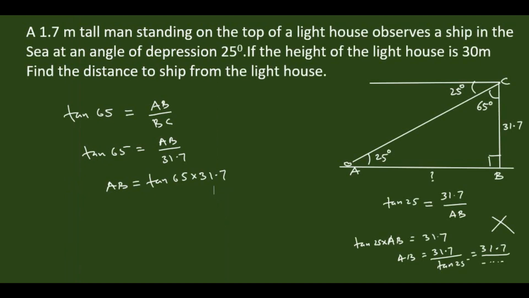Tan value 65 degree. Tan 65, it is 2.1445, or simply let us write it as 2.1 like that. Anyway, it is 2.1 into 31.7. Multiply that two numbers and write here that much meter will be the distance from lighthouse to ship. Okay, it is so easy to multiply by you. That part is left to you.